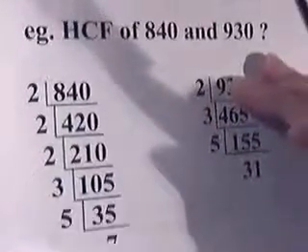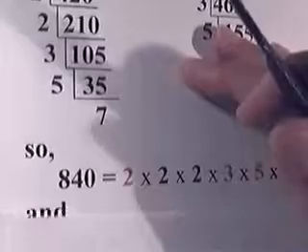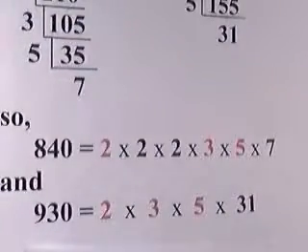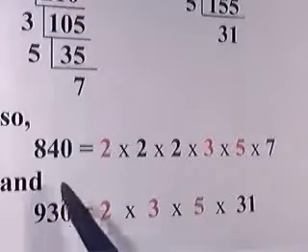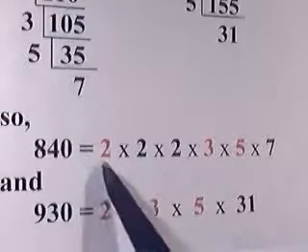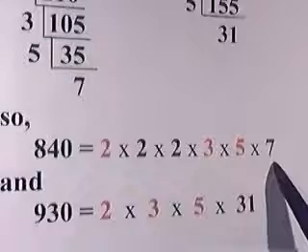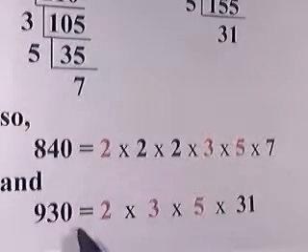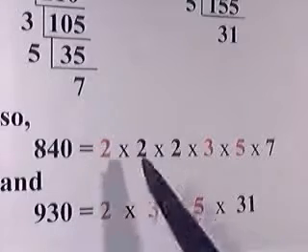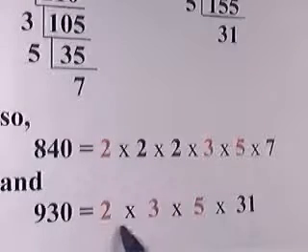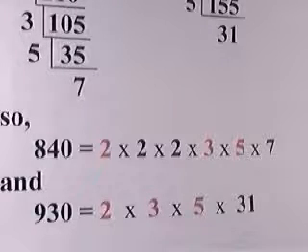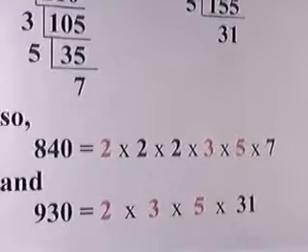What you do is this is where the little trick comes in. You now write out the list of the product of its prime factors for 840, and underneath try and match it up, if you can, with its list of prime factors, the 930. Now you're looking for a way of finding the highest common factor.